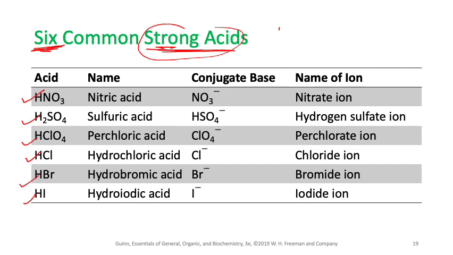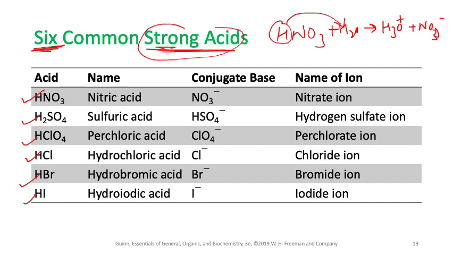For example, HNO3, if you dissolve it in water, you will have a single arrow, meaning everything is converting into H3O plus and NO3 negative. So the hydrogen is going to be donated to the water to convert it into hydronium, and everything is going to convert into NO3 negative ion.